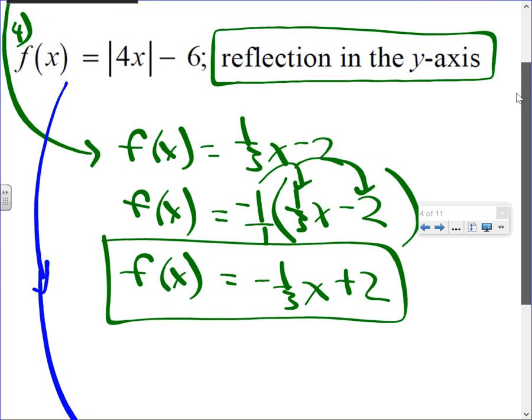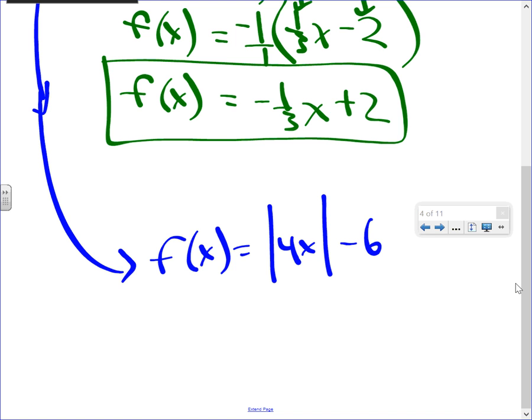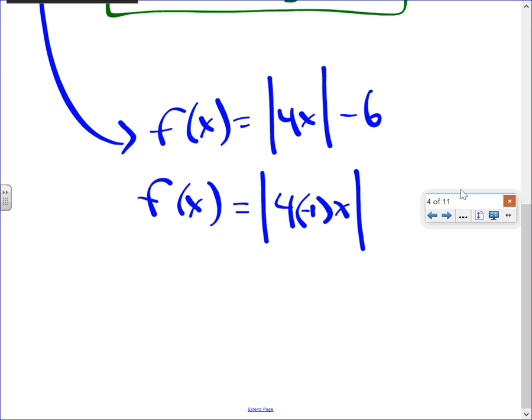So it's f of x equals the absolute value of 4x minus 6. Look at this. I'm just going to multiply the x by negative 1. Watch how I'm going to rewrite it now. Absolute value of 4, I'm going to put a negative 1 in front of x. But because there's already 4 times the x, I'm going to put a negative 1 right here, and then I'll put the x, close the absolute value, minus 6. Look what I just did. I inserted a negative 1 there because that's going to make it reflect over the y-axis.